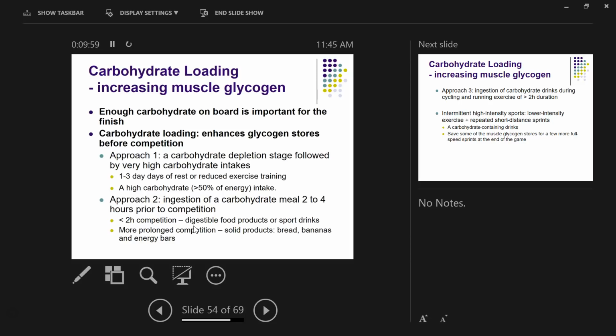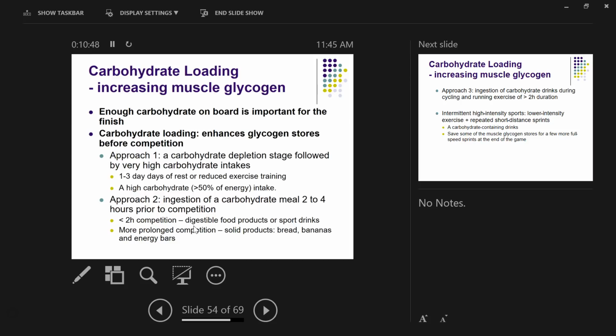So there are several approaches that we can use to increase the carbohydrate loading, right? Increase the muscle glycogen. So the first approach is the carbohydrate depletion stage, followed by a very high carbohydrate diet. For example, when you finish a training or a game, you immediately give the individuals a high carbohydrate diet, right? So that is one approach that you can do to increase the carbohydrate loading.